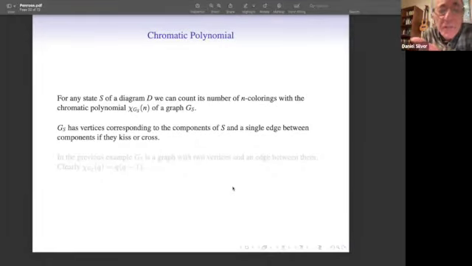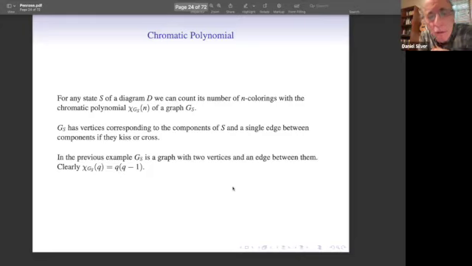So what's the idea? You give me a state, and I know I've got these components. I'm going to take vertices that correspond to the components, and a single edge, only one edge, between components if they kiss or if they cross. If I build this little model, then all I have to do is compute the chromatic polynomial of that little graph, and that will tell me how many n-colorings I have of that state. All I have to do is plug n into the chromatic polynomial, because that's what the chromatic polynomial does. It counts the number of colorings just by plugging it in. These are, of course, vertex colorings in the chromatic polynomial. That's what we're looking at, because each vertex corresponds to a component of the state.